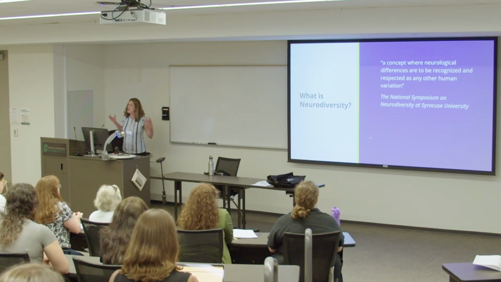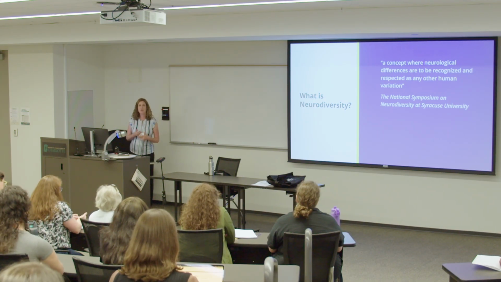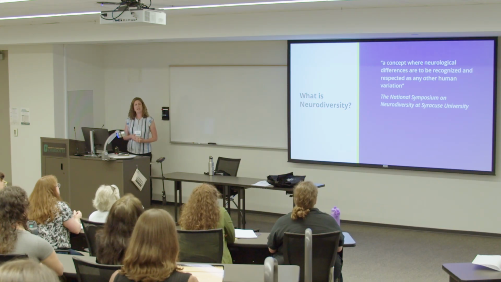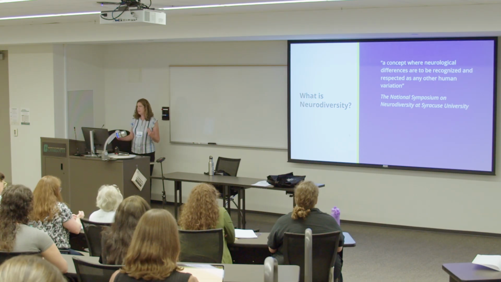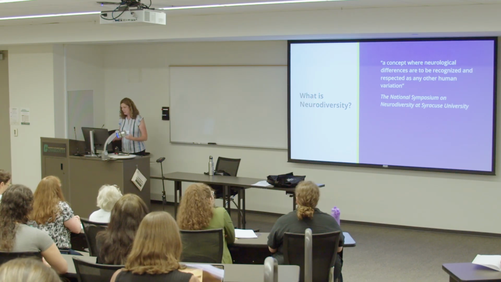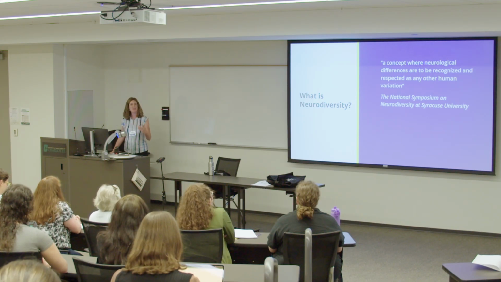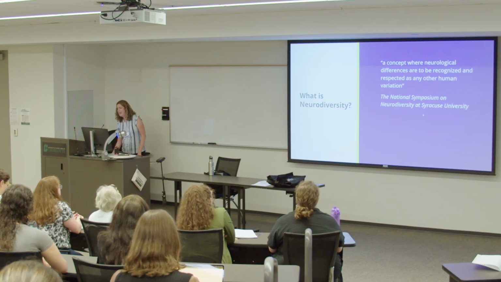So we'll just start out talking about neurodiversity. I think people know more about that term now than maybe 3 to 5 years ago, but there's still a little bit of misunderstanding about what it means. Neurodiversity is a concept where neurological differences are to be recognized and respected as any other human variation. There isn't really a normal when it comes to the human brain and how people perceive the world around them. If there are differences, those differences are good, and we want to make sure that we serve everybody that comes to our library the best we can.